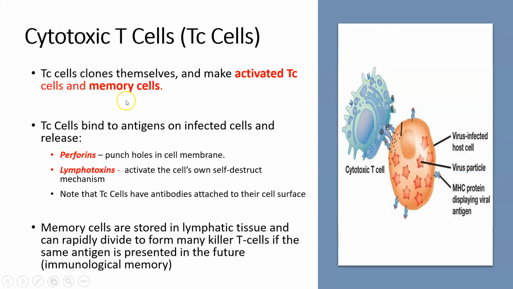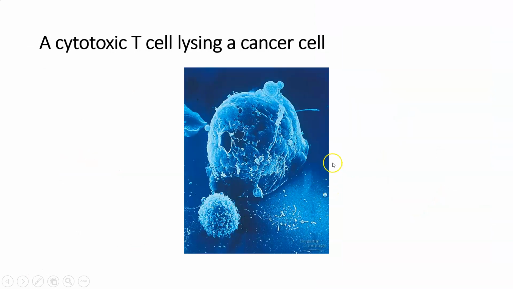So these memory cells that we talked about up here, what happens to them is they remain in lymphatic tissue and they're stored. So the next time this pathogenic antigen is presented, these cytotoxic T cells will mount a response much faster, much quicker, and with much greater intensity. And that is the basis of immunological memory. So in this image here, I'm just showing you an electron micrograph of a cytotoxic T cell actually lysing a cancer cell. So this is what it looks like in real life.